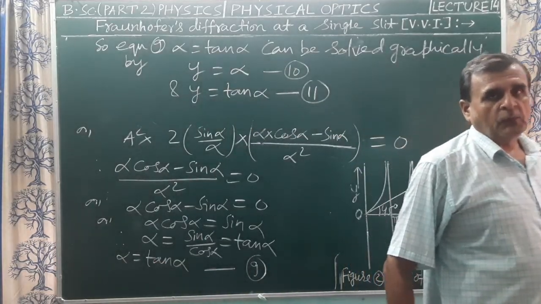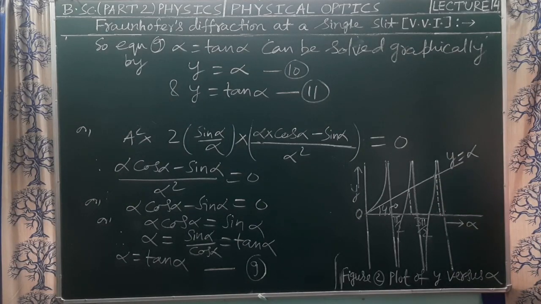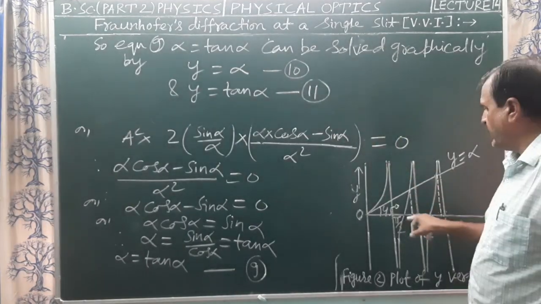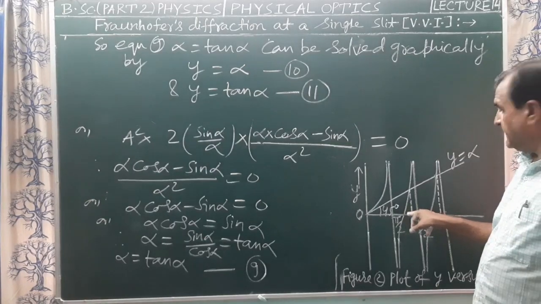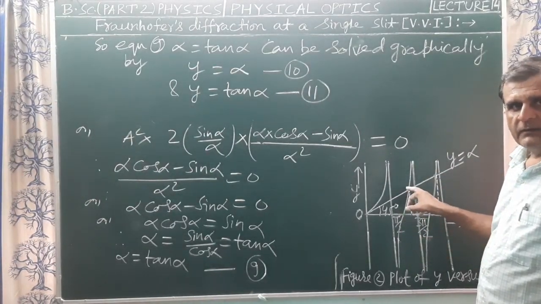The intersection of two, that is y is equal to alpha, which is a straight line, and y is equal to tan alpha, which is a discontinuous curve, similar to the graph of y is equal to tan x.